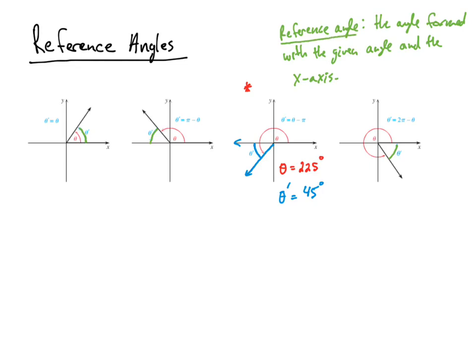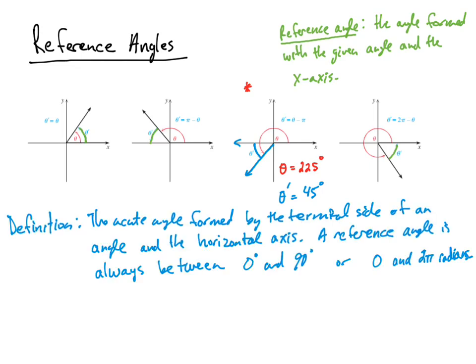More formal definition would be this. For this definition, we have the acute angle, so an angle between 0 and 90 degrees, formed by the terminal side of an angle and the horizontal axis. A reference angle is always between 0 degrees and 90 degrees, or 0 and 2 pi radians.